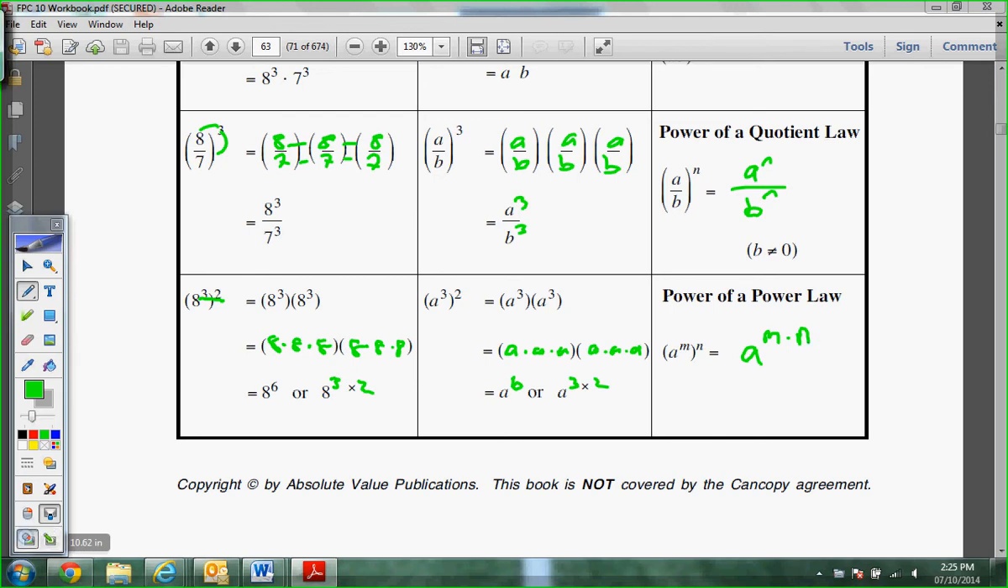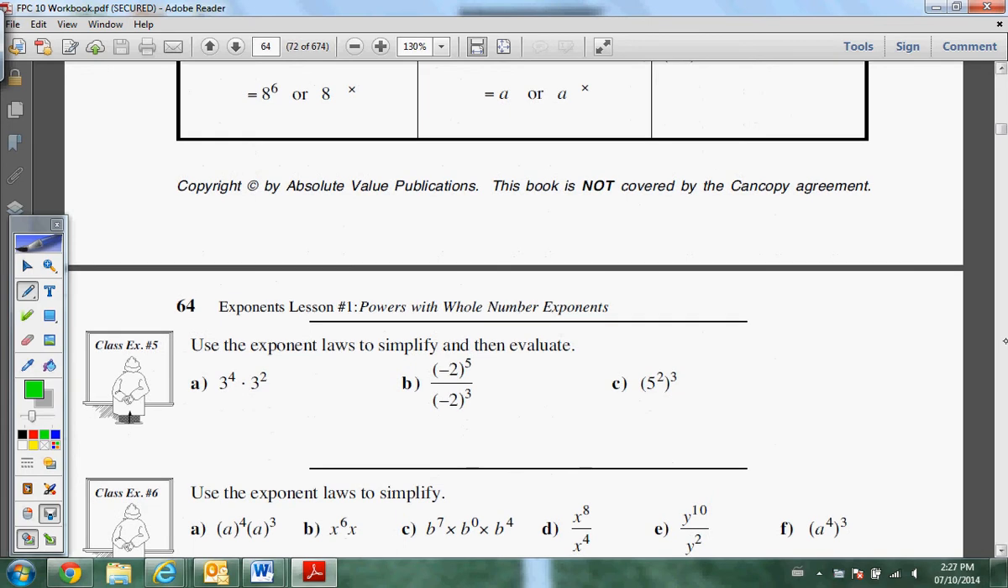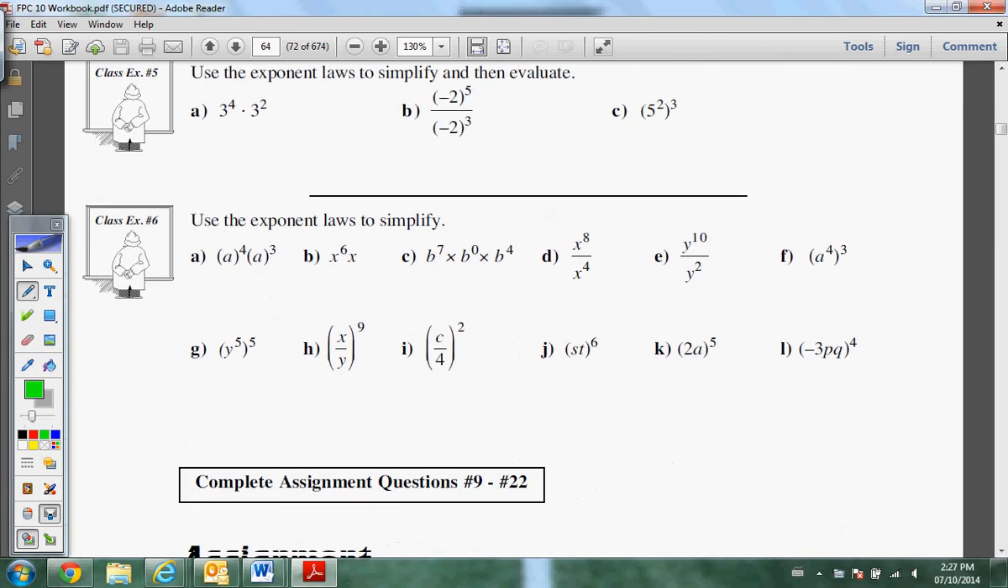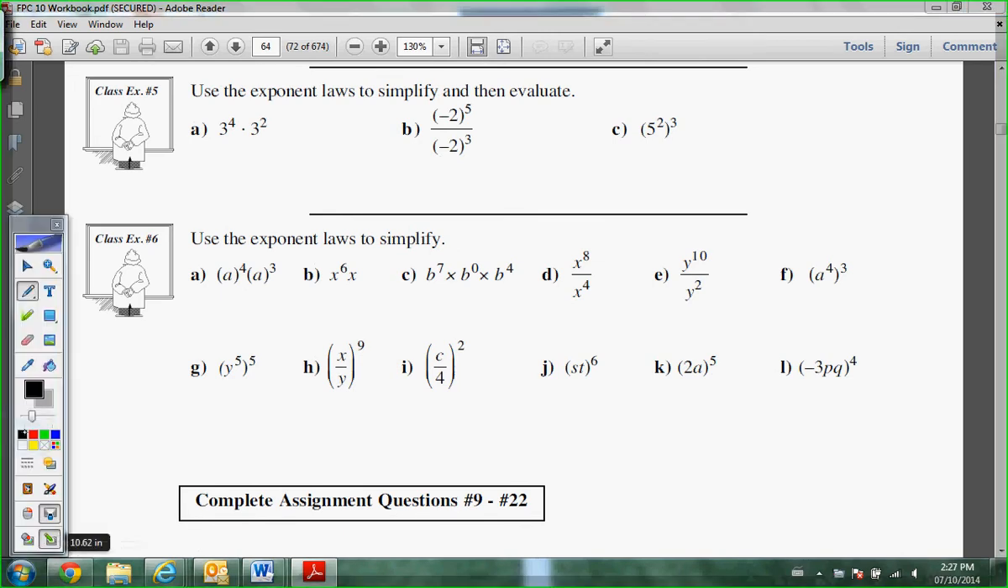Okay, let's go ahead and just finish this up. We've got a couple more, I think. Alright, right here, just these 2 examples, and we'll be done. Use the exponent law, simplify, and then evaluate. So we're going to put these together as one exponent, and then we're going to calculate in our calculator.